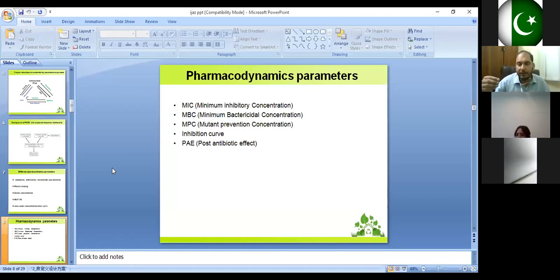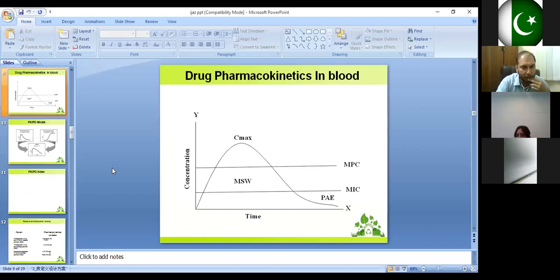After that, there are some antibacterial groups of drugs. I'm coming toward that. Post antibiotic effect: after removal of the drug, the effect is still present. That is the post antibiotic effect, and I will also cover it in detail. So this is all about the pharmacodynamics parameters, the common pharmacokinetic parameters and the common pharmacodynamics parameters.